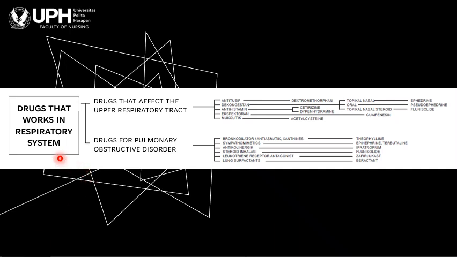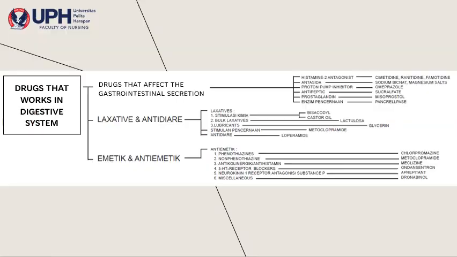And these are the drugs that work in your respiratory system. We divide them into two. The first are those commonly found in over-the-counter medicine, the drugs that affect your upper respiratory tract: antitussives, decongestants, antihistamines, expectorants, and mucolytics. These are the ones that we can buy over the counter. We also have the drugs for pulmonary obstructive disorders, such as bronchodilators, sympathomimetics, anticholinergics, steroid inhalation, leukotriene receptor antagonists, and lung surfactants. So these are the things that work in your respiratory system.